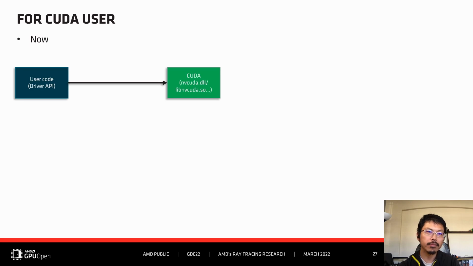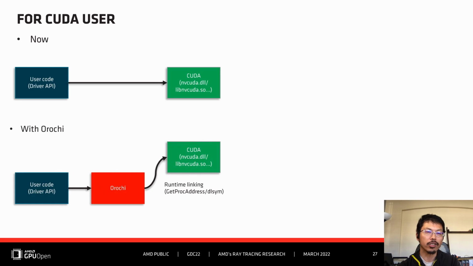Then you put this Orochi library in between your application and the CUDA API, and then your application runs as it is on NVIDIA GPU. However, it can also give you an option to execute your application on AMD GPU.